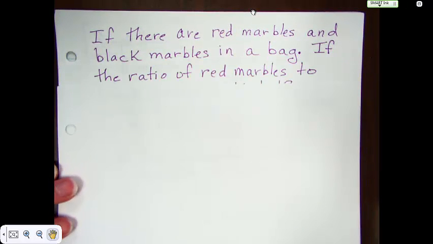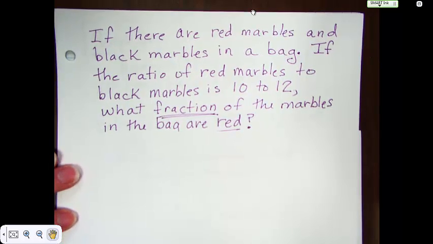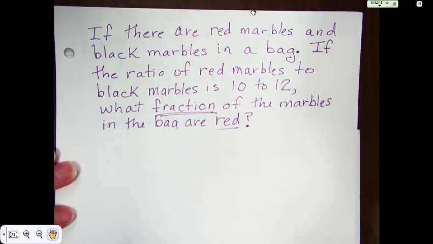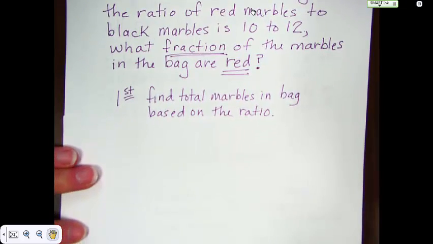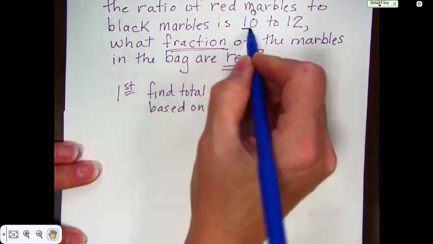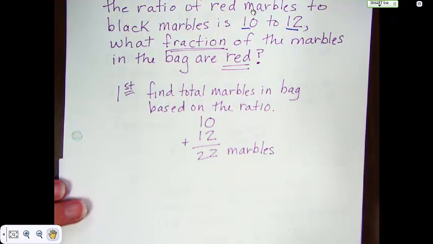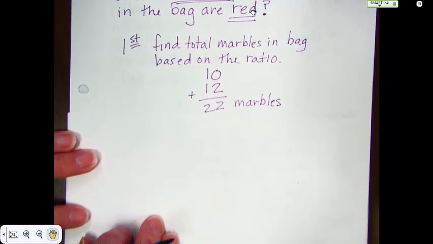If there are red marbles and there are black marbles in a bag, if the ratio of red marbles to black marbles is 10 to 12, what fraction of the marbles in the bag are red? Remember earlier I talked about that third number that was always involved with every ratio? Well, here's where that third number comes in. Find the total marbles in the bag. Well, the ratio is 10 to 12, red to black. So you would add 10 and 12 together and get your 22 marbles. So that's that third number that we were talking about earlier.